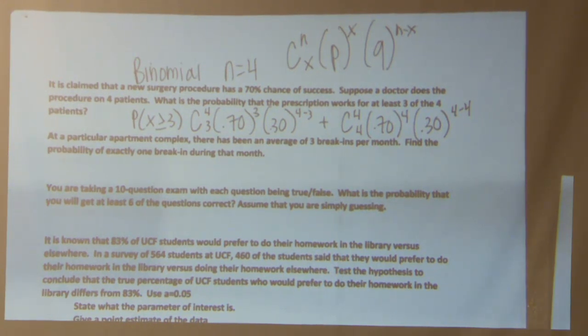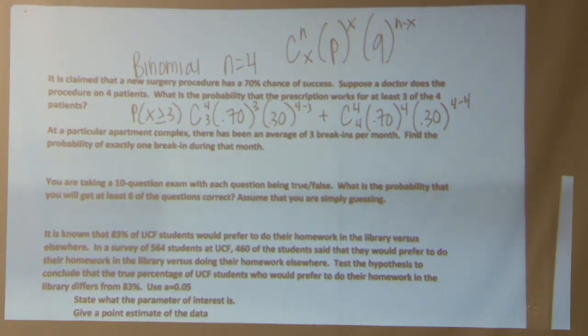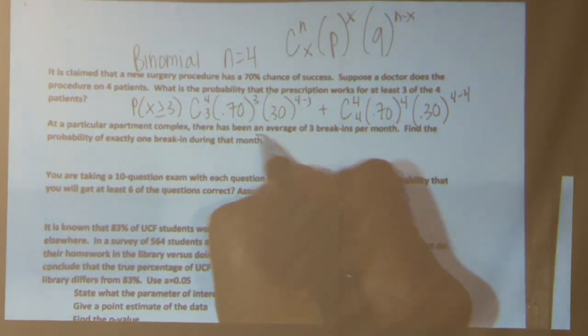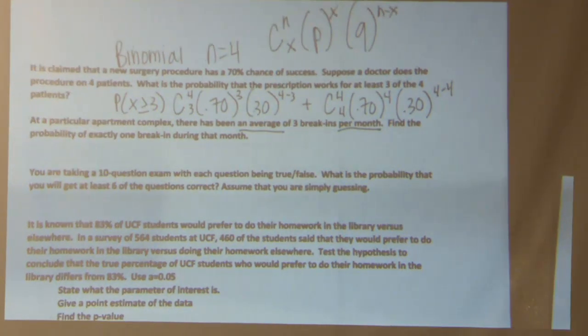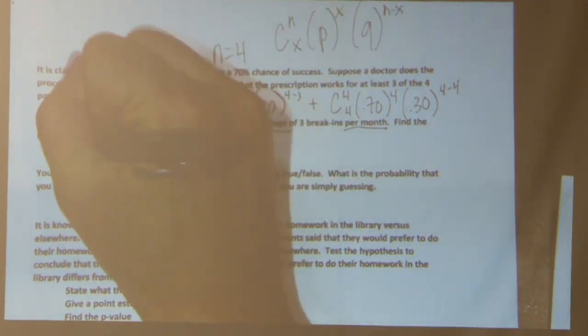So the next one, at a particular apartment complex, there has been an average of 3 break-ins per month. Find the probability of exactly 1 break-in during that month. So a few things to note about this problem. It's talking about averages, and it's giving it to you in a unit of time or space per month. So we know that this is going to be a Poisson problem.